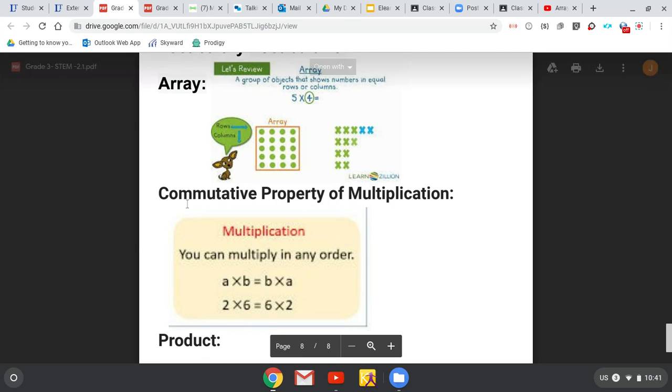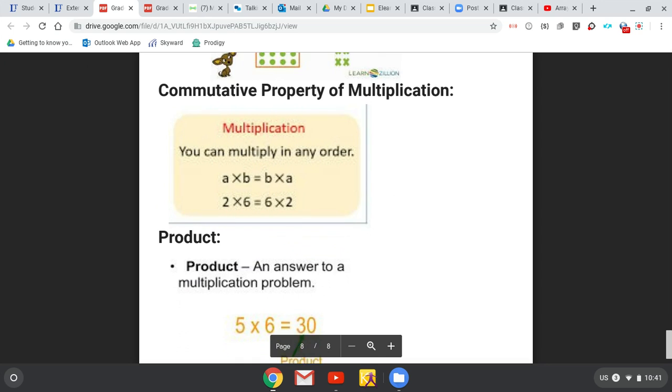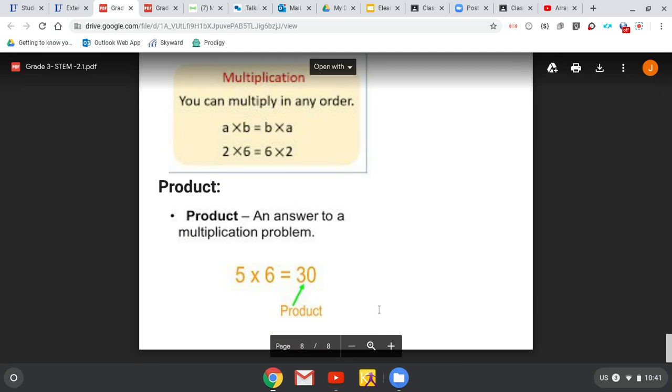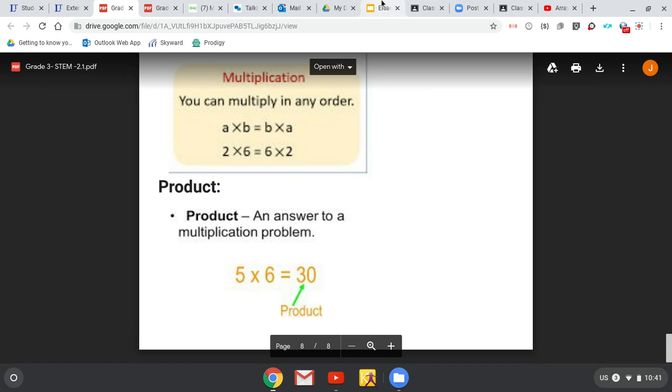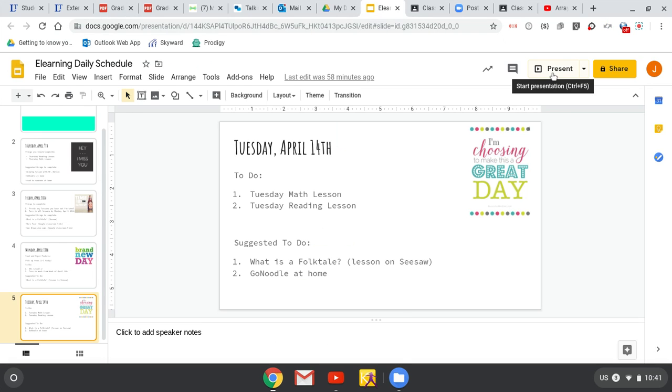This visual here explains the commutative property, that 2 times 6 is the same answer as 6 times 2. And here's some vocabulary reminding us that the product to a multiplication equation is the answer. Okay? Let's look at what else we have to do on Tuesday, April 14th.